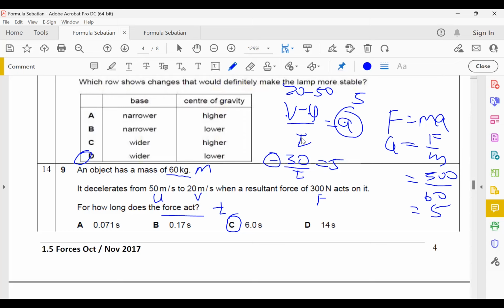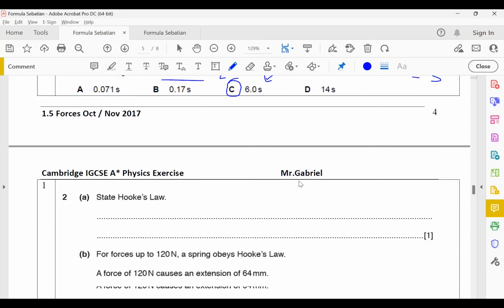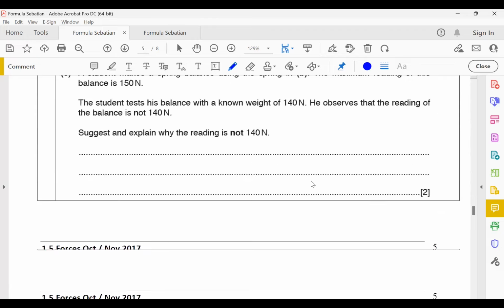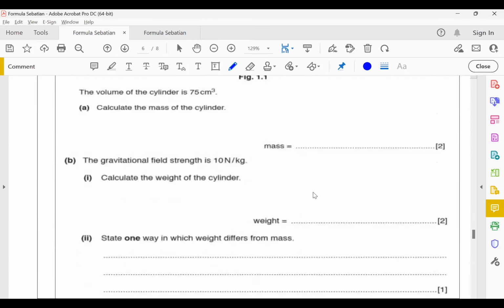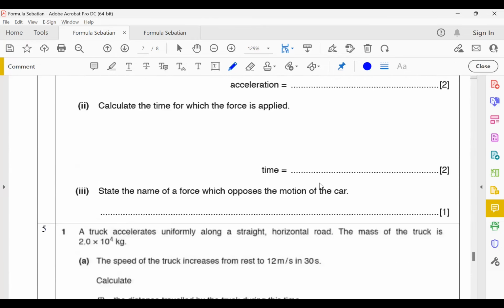Because this is essentially yet again change in velocity. Everyone, this part here is very important. Our calculation always comes up in the exam. Okay, guys, see all these other things here? We'll discuss the answers next week.